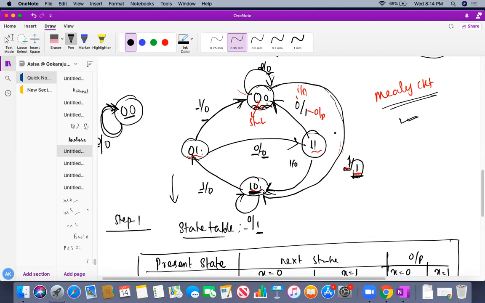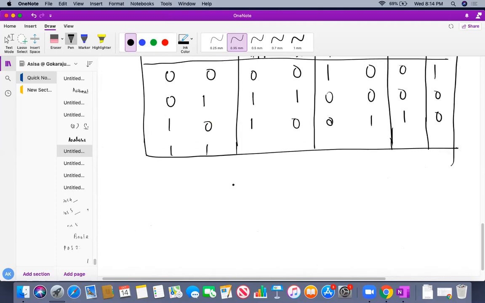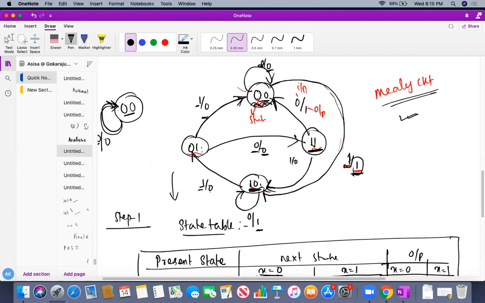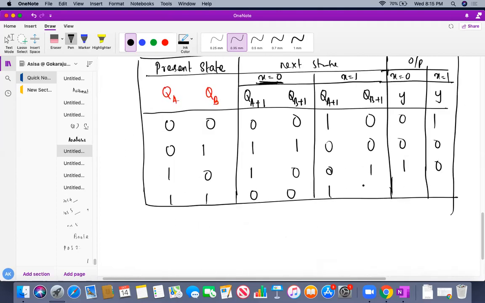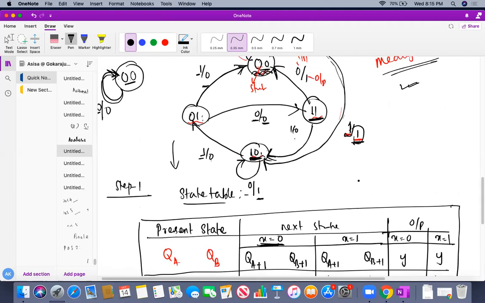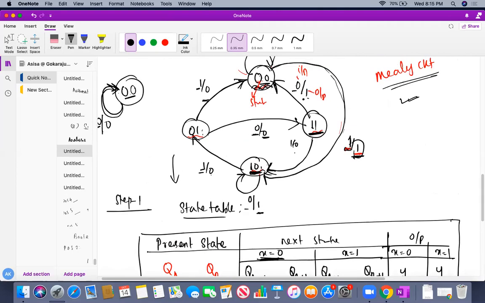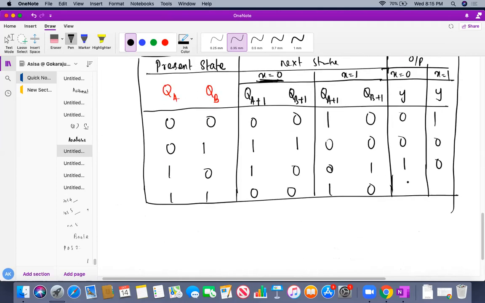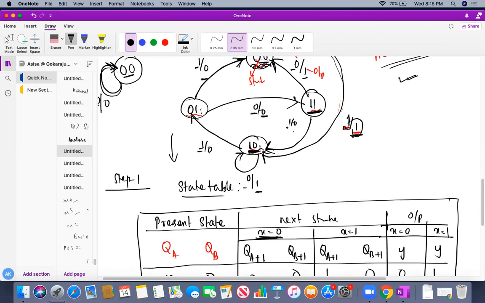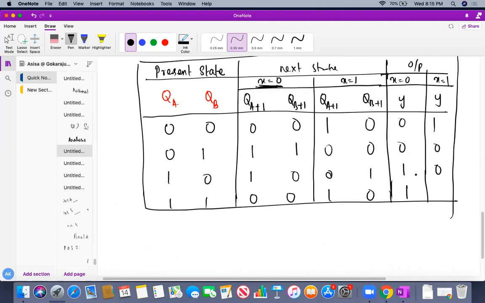Now I am at state 1 1. This is my present state. If input is 0, which state am I going to? I am going to 0 0, so I write down 0 0. Next, if input is 1, where am I going? Input is 1, I am going to 1 0. Now at input 0, what is my output? My output is 1. If my input is 1, what is my output? Output is 0. Do you all understand?